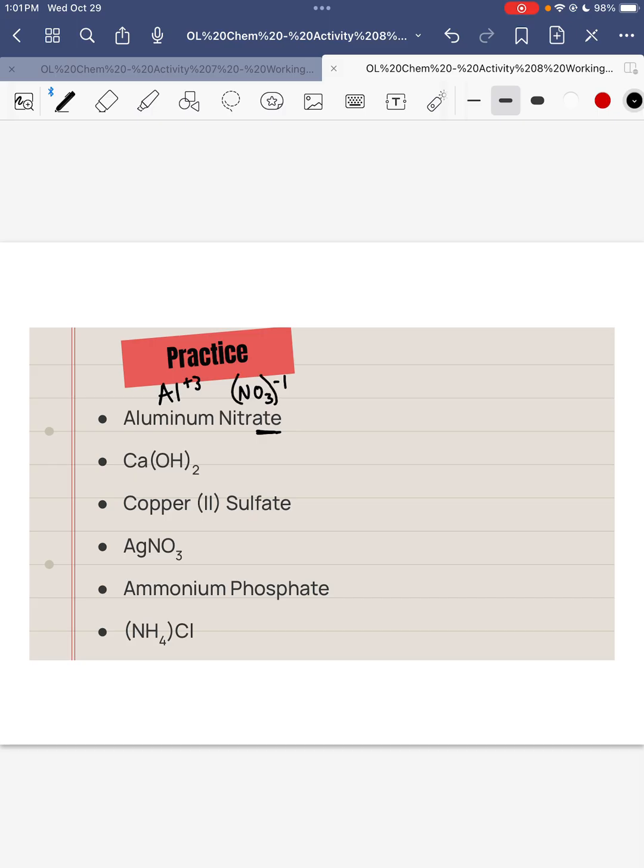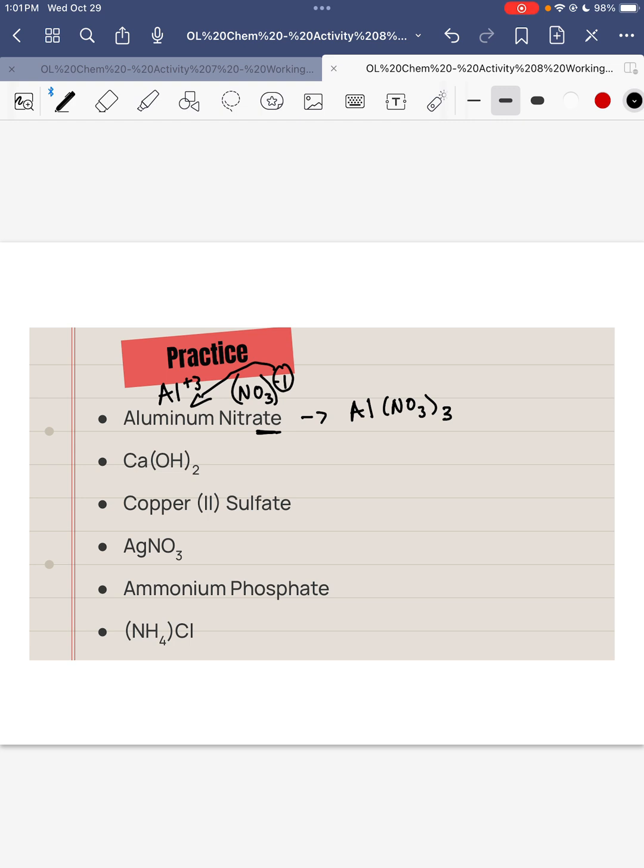And I'm just going to treat that NO3 like it is one single atom. So when I do the crossover method, my aluminum gets the charge of nitrate, so I have 1 aluminum. And my nitrate gets the charge of aluminum, which is 3. So I have 1 Al and 3 NO3s. I'm going to treat that NO3 like it's one atom by putting it in parentheses.